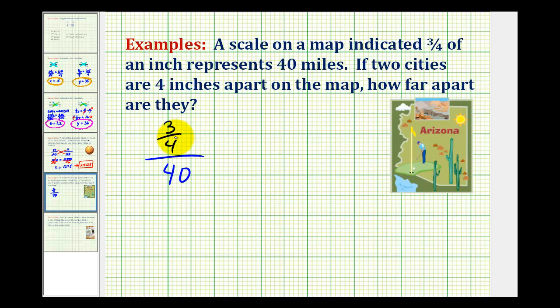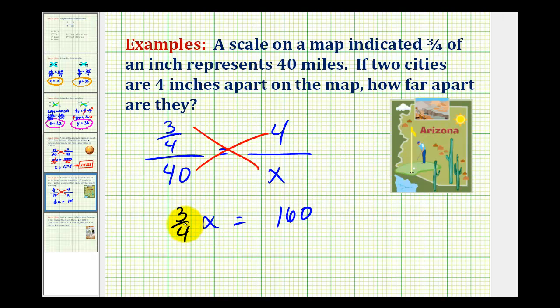Notice how we're comparing the number of inches on the map to the actual distance in miles. So we must keep this consistent. So for the second ratio, the 4 inches is the length on the map. So we'll have the ratio of 4 to x, where x represents the actual distance in miles. So 3/4 times x must equal 40 times 4. And 40 times 4 is equal to 160.